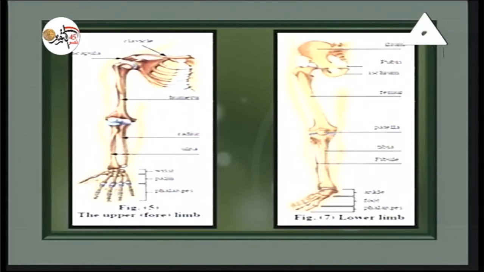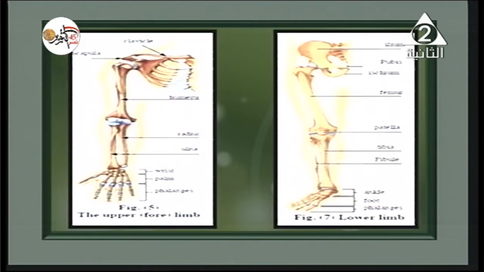Called what? Humerus bone. While the lower arm is supported by 2 bones. One of them is fixed and the other rotates around it. The fixed one, we call it what? We call it ulna.